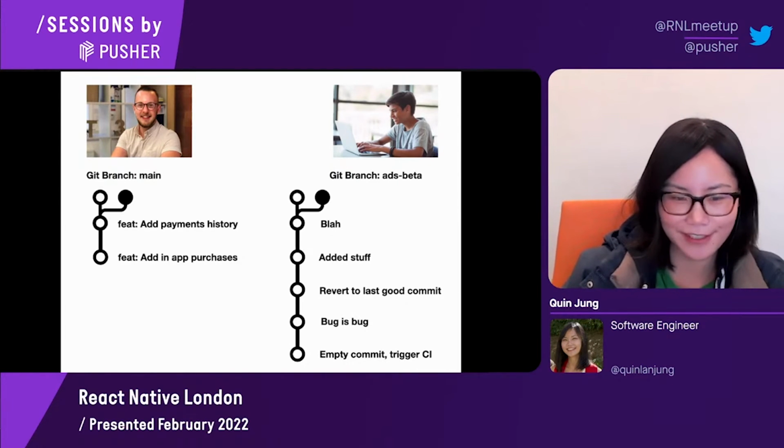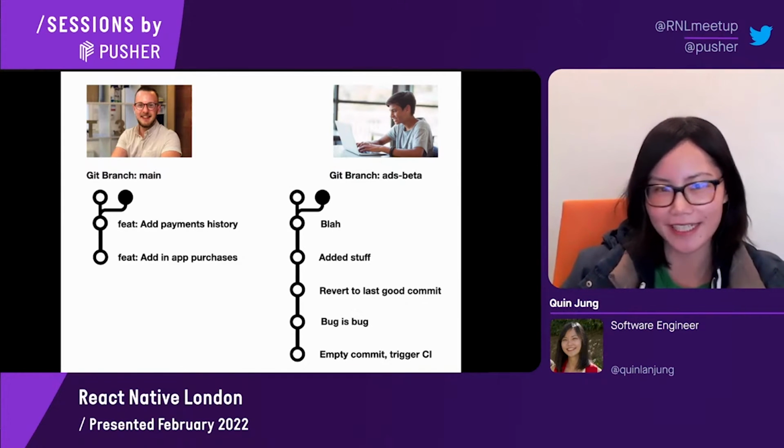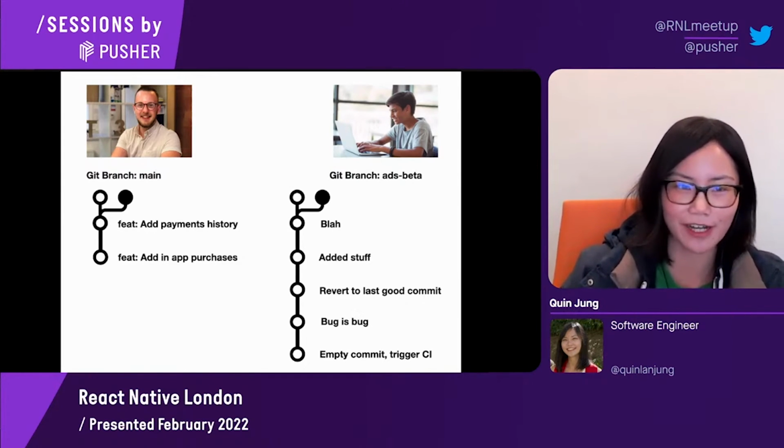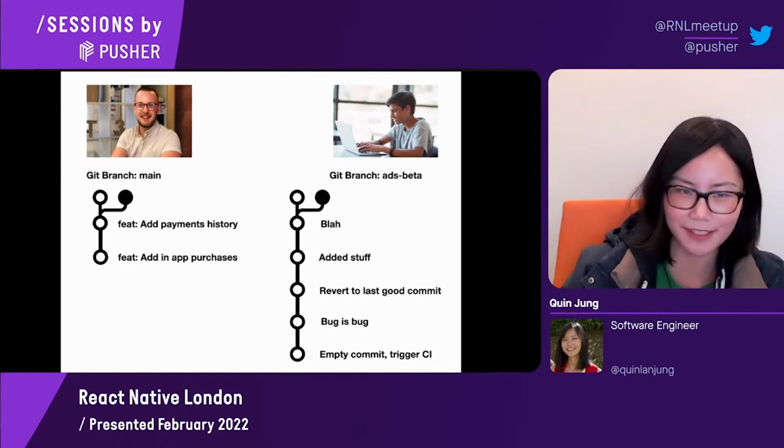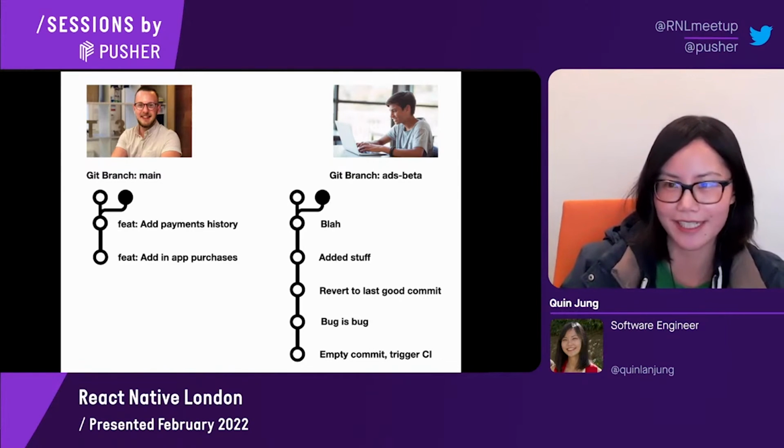So fortunately for you, you have time to diligently go over all the PRs that your intern has. But the problem is that ads beta diverges a lot from the main Git branch. So it's just easier to deploy the intern's branch.